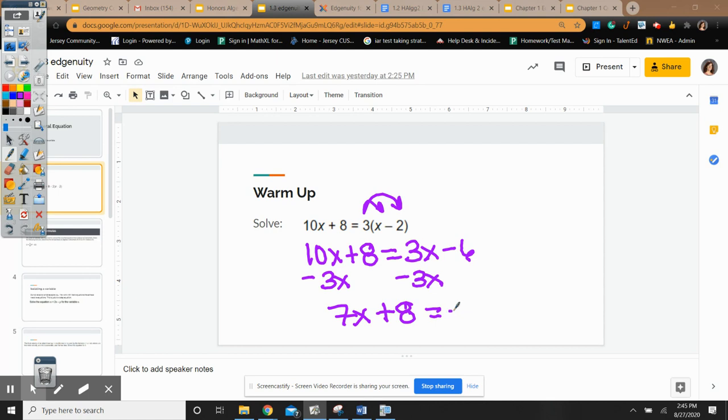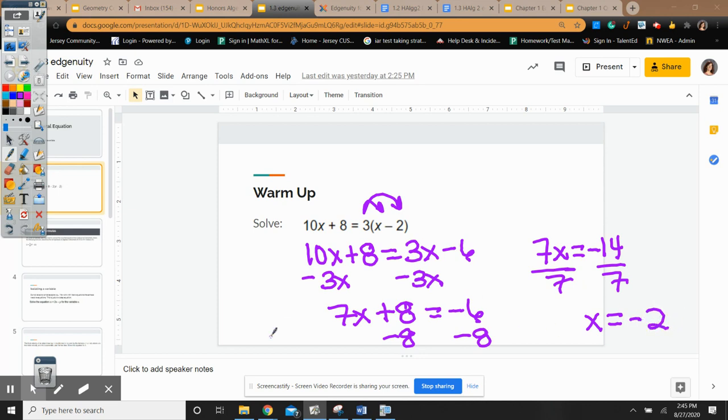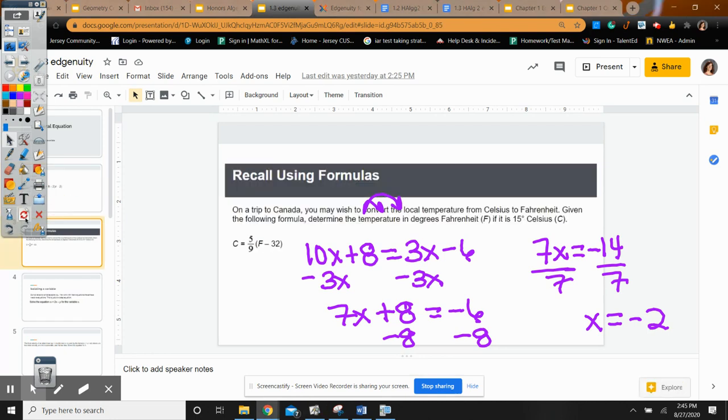7x plus 8 equals negative 6. I'm going to subtract 8 from both sides, and I'll get 7x equals negative 14. And we'll finish up by dividing by 7, and we will get x equals negative 2. This is a one-step equation, and a one-variable equation. When we're doing these literal equations, a lot of the process is the same. It's just going to have lots of variables everywhere. So let's look at this.